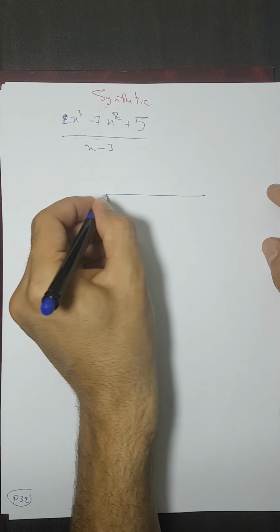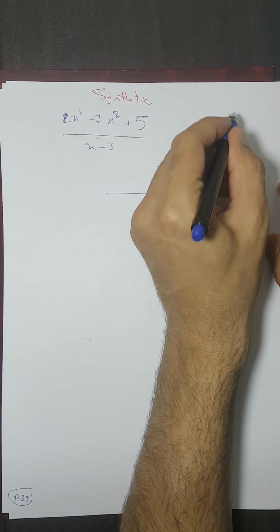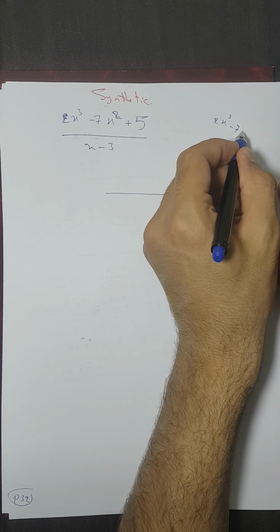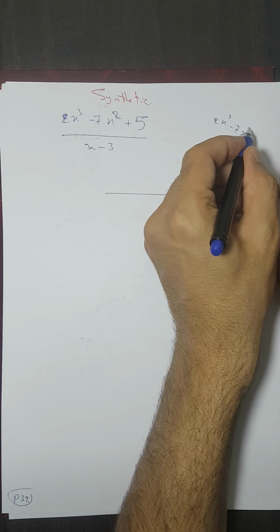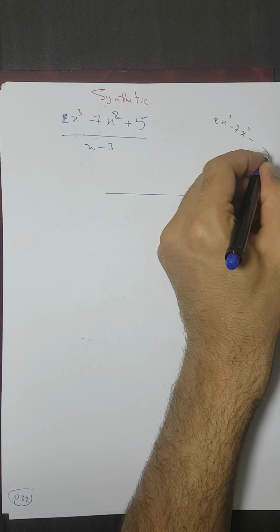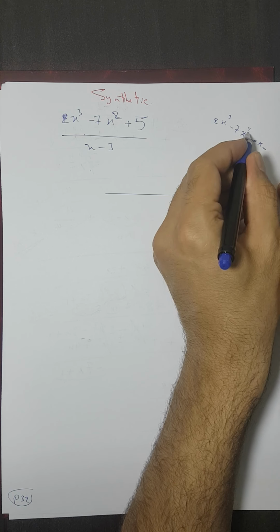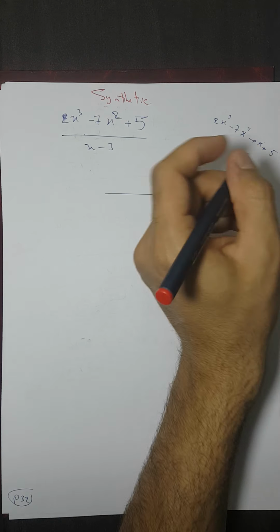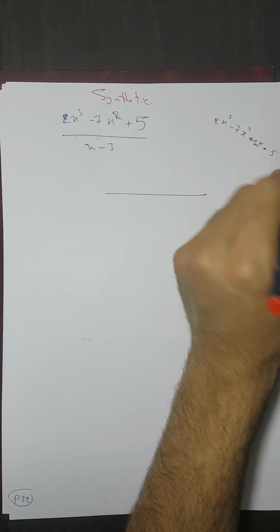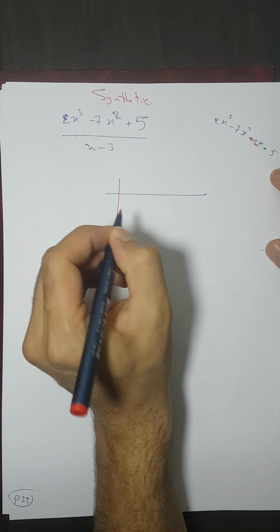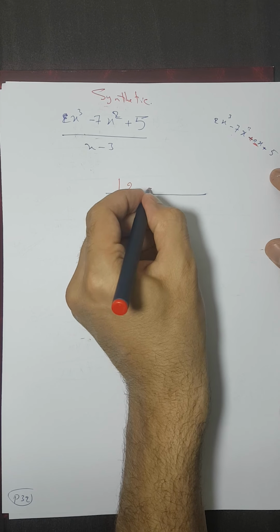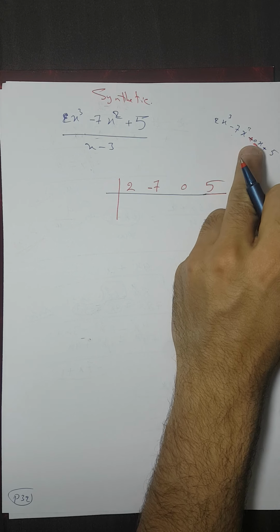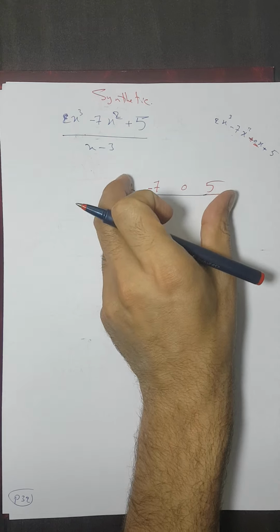So first of all, because I have 2x cubed, you should order. If there's something missed, we should put the 0. So I see 7x squared. After 3 we have 2. Where's 1? There is no 1. So I should put 0 here, right? Because 3, 2, 1, the 1 is missing. That's why I put the 0 here. I'll put 2, just the coefficients. You choose the coefficients, and there's 0, and here's 5. So 5, 0, minus 7, 2. We just put the coefficients here.